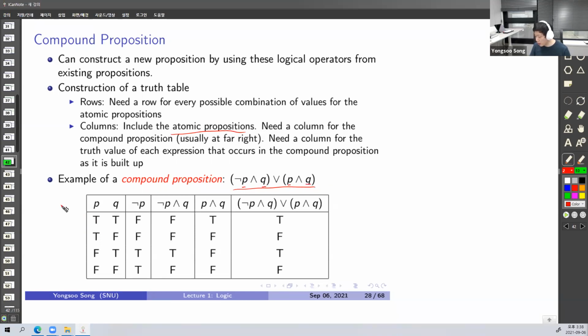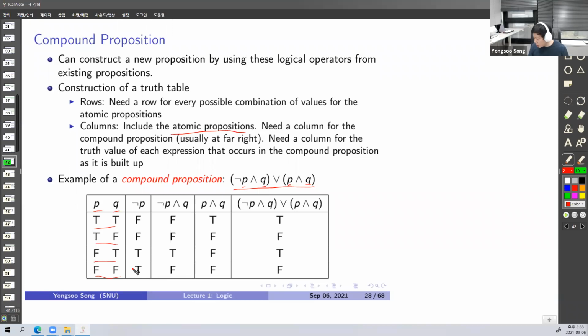So you basically write P and Q on the left side, and the number of rows is 2 to the power of the number of atomic propositions. So there are 4 combinations of propositions P and Q. You see true-true, true-false, false-true, and false-false.